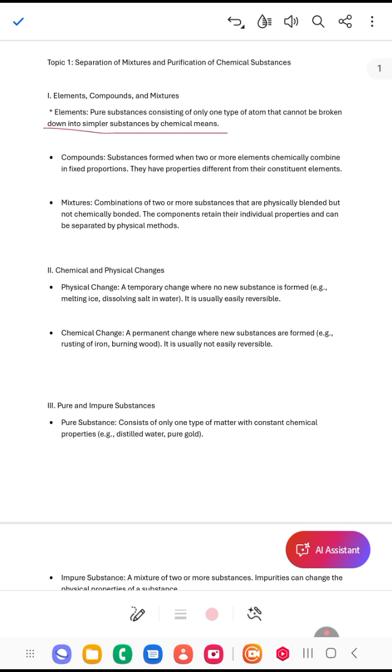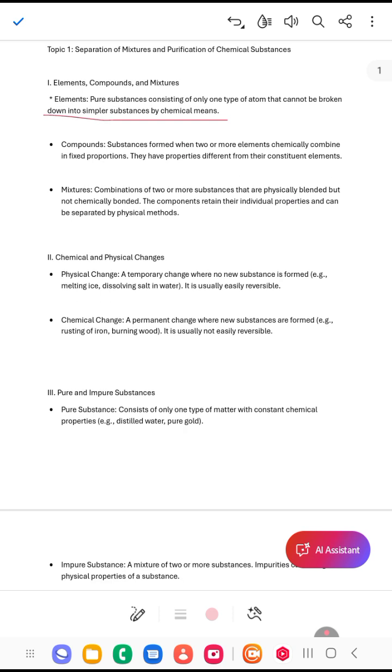Now compounds. Compounds are substances formed when two or more elements chemically combine together. So when two or more elements chemically combine together, a compound is formed. I hope you understand that one. Elements and compounds are usually pure substances.